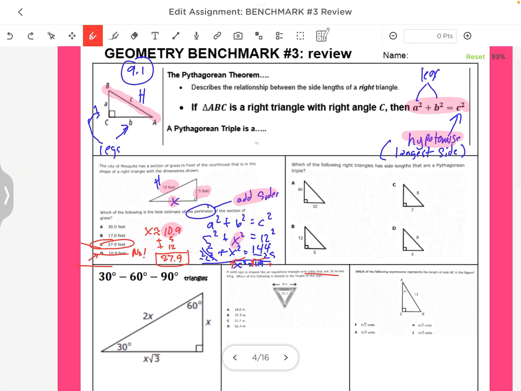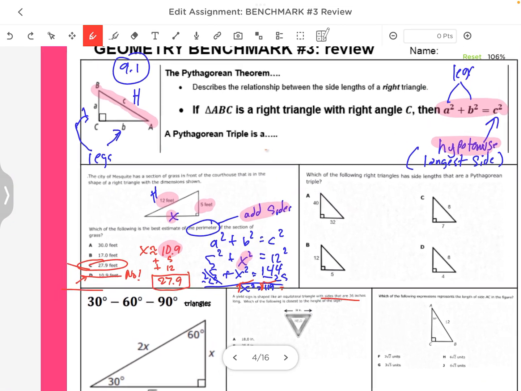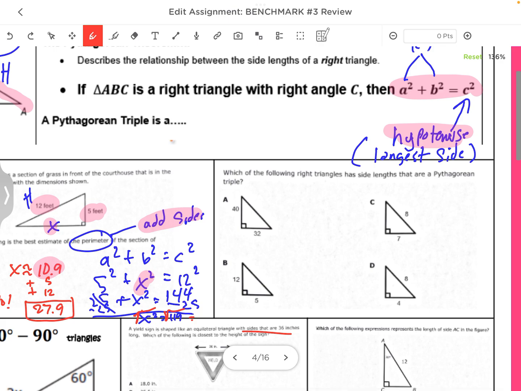Okay, so that's using our Pythagorean theorem. Okay, next, a Pythagorean triple. What is a Pythagorean triple? We said a Pythagorean triple is when all sides are whole numbers. That's a Pythagorean triple in a right triangle, of course.